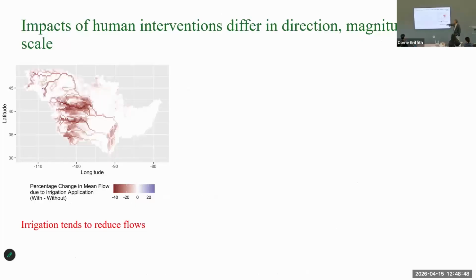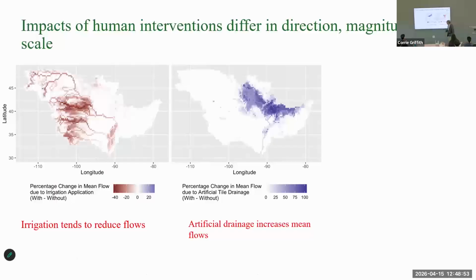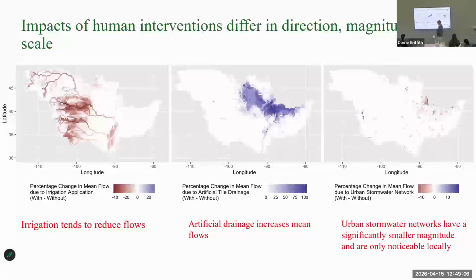So here I just have a summary. Irrigation tends to reduce flows, right, as we show from this figure. And artificial drainage, especially in the Middle West, increases the inflows. And then what about the urban? We might think that with so many urbanized areas in this country, they might affect the hydrology and streamflow a lot. But based on our current results, we really don't find a very significant impact, right? Especially at the annual scale.